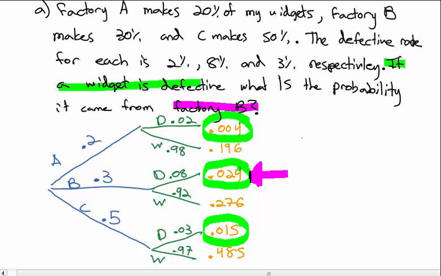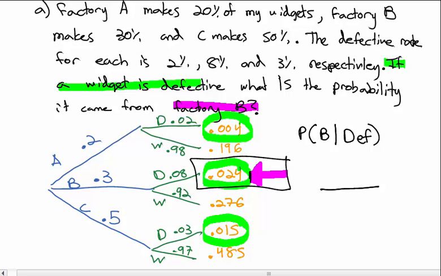So it's a conditional probability. What is the probability it came from B given it was defective? The numerator is the probability of both. Notice both are clearly marked with an arrow and a circle. 0.024, divided by the probability of the given information, the defective. The defectives are all three green boxes: 0.004 plus 0.024 plus 0.015.